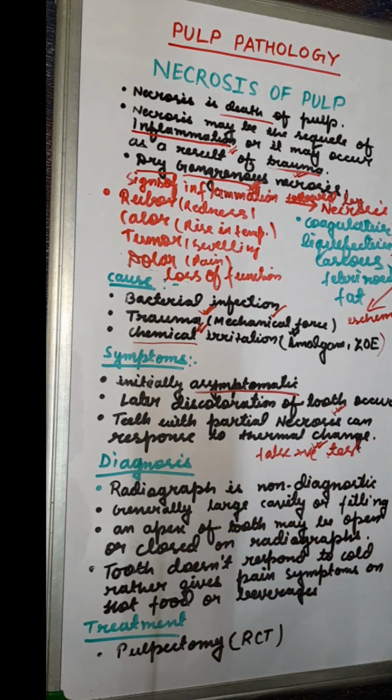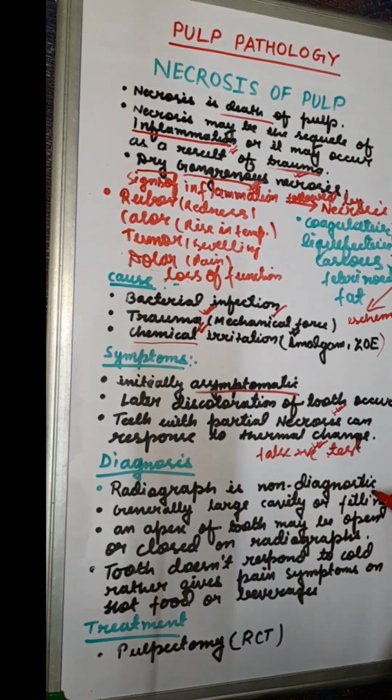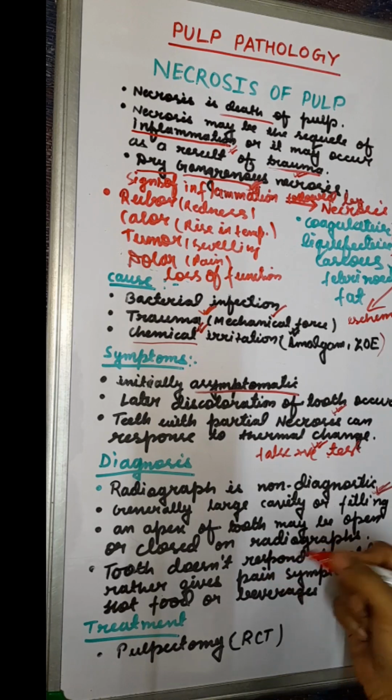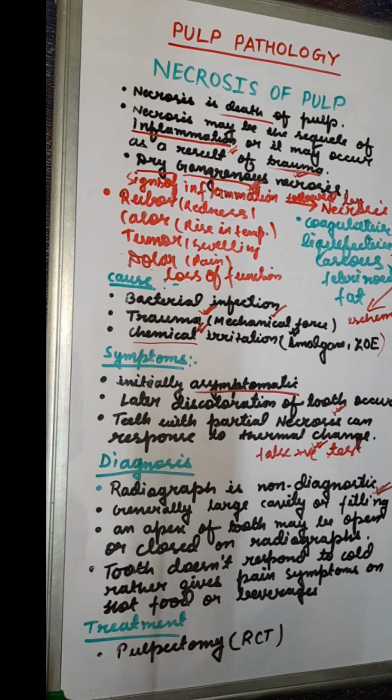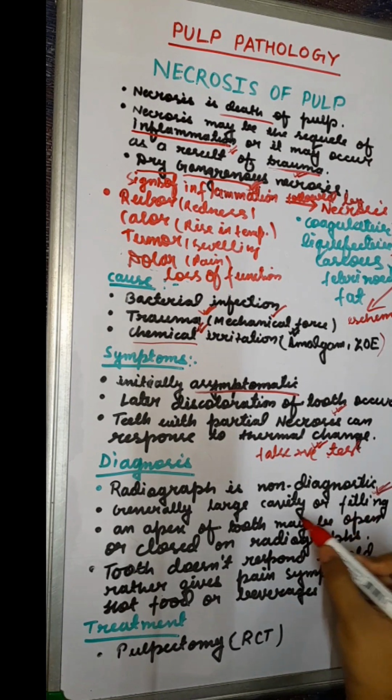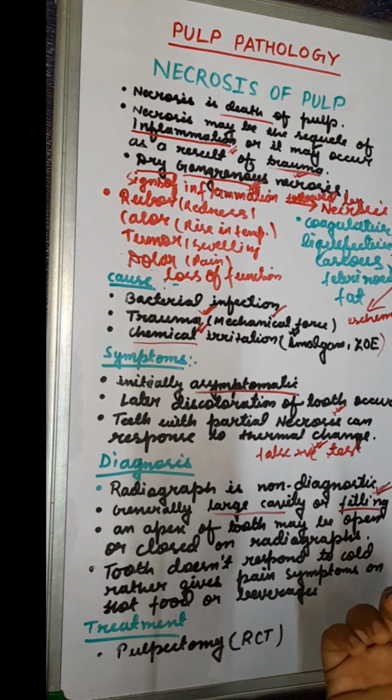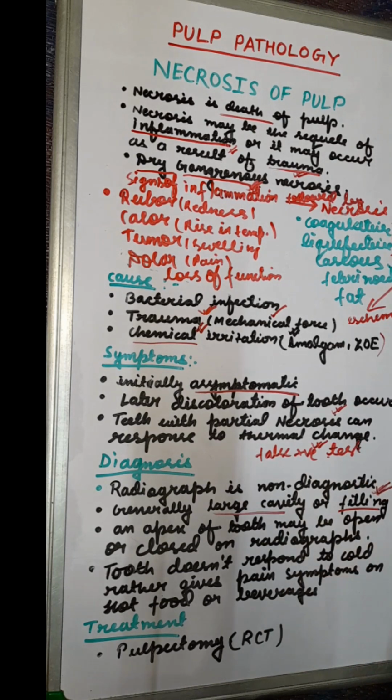And the diagnosis of necrosis of the pulp is accidental. It comes to be known when we do radiographs for any other pulp pathology, or when we do routine radiographs. Generally, the tooth appears normal and it gives no sign on radiographs, and sometimes a large cavity or filling is present, and it will cause the necrosis of the pulp.